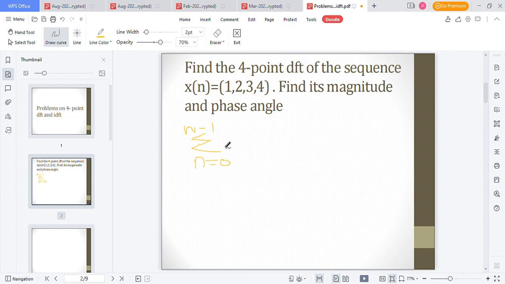So that is what I can say, my x of n into e to the power of minus j 2 pi by... just a minute, I am going to do this by using the formula method and showcase it to you tomorrow. So now I am going to tell you how it works.